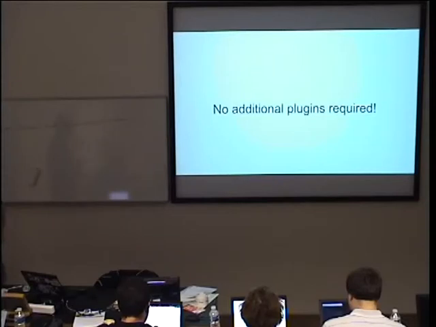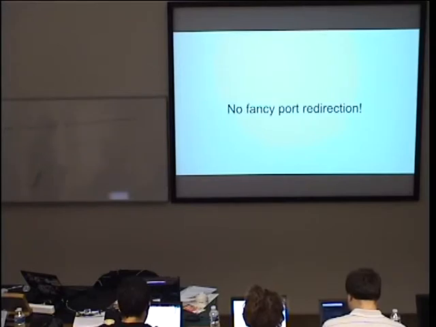You don't need anything for DNS setup. You don't need anything for configuring different technologies or whatever. Just Vagrant. There is no fancy port redirection. We are using the service xip.io, which is a hosted online service. So we use this service to be able to access the applications that you develop on OpenShift.